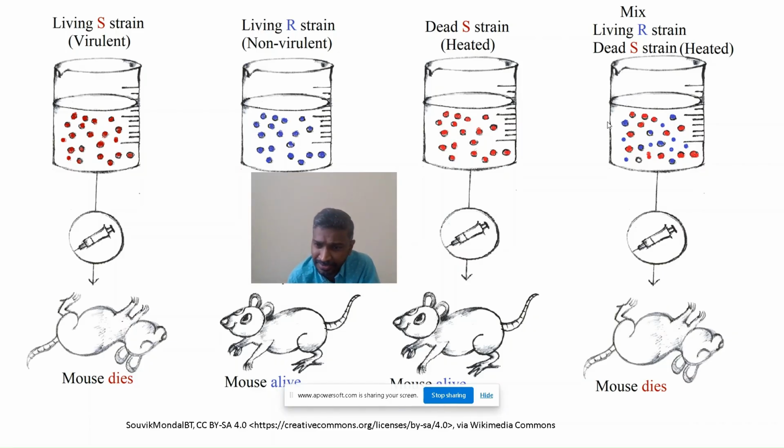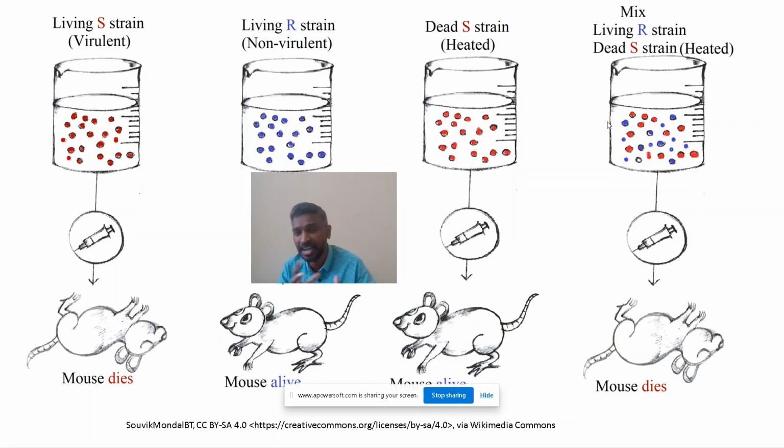The inference we have from this, by the way, at that time they didn't know what DNA is, is that Griffith called this phenomenon the transforming principle. There is something that has been transferred from the dead S strain to the living R strain. Sorry, I said it the opposite way. So from the dead strain to the R strain. It has transformed the R strain into a strain which now has the ability to cause a disease.